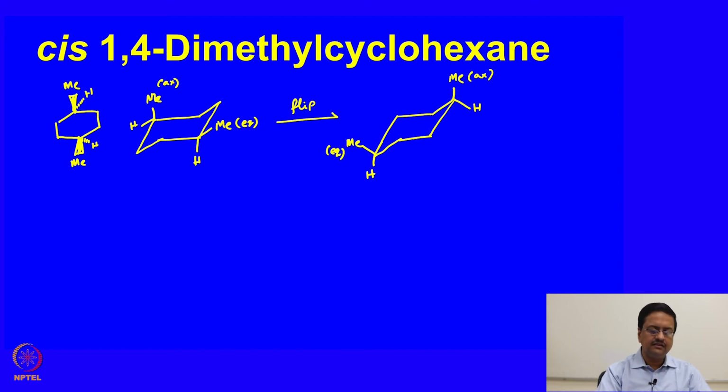Once again, these two conformations have one methyl in the axial and one in the equatorial position, and in either conformation the condition does not change. So these two conformations again have the same energy. So if we try to now draw the Newman projection of one of those, we will be able to understand what are the interactions that are present here.